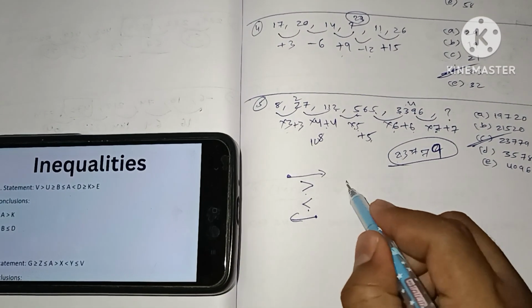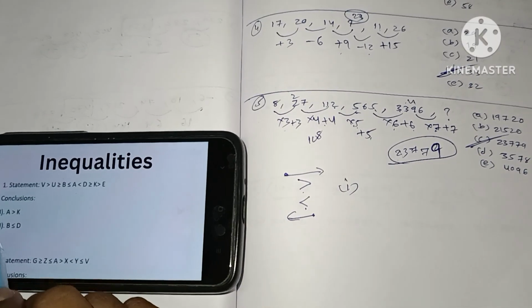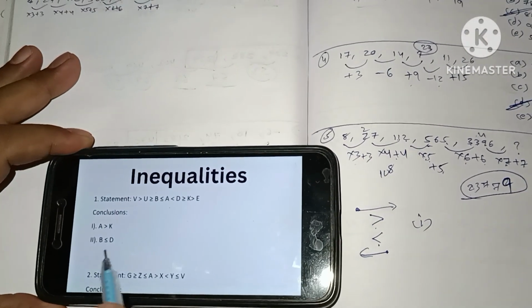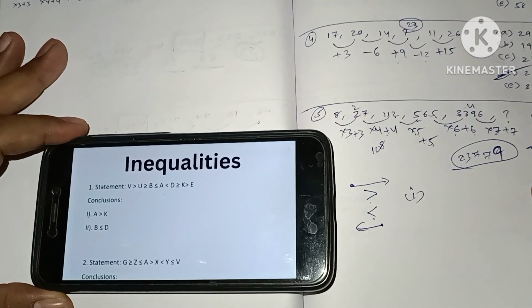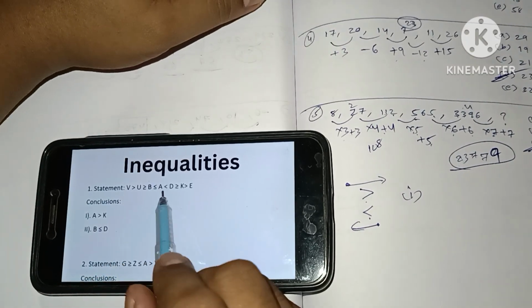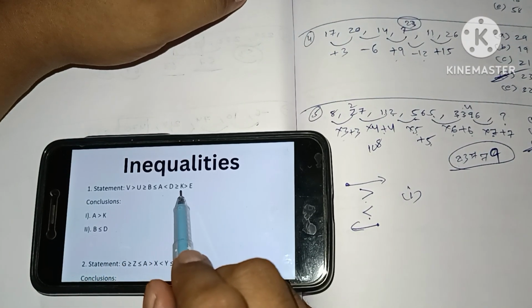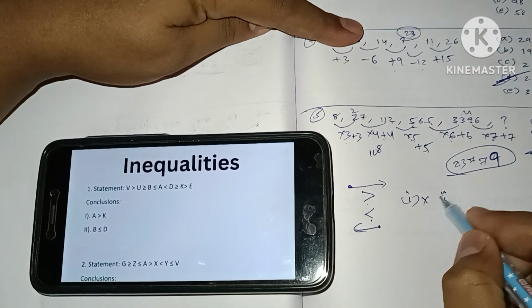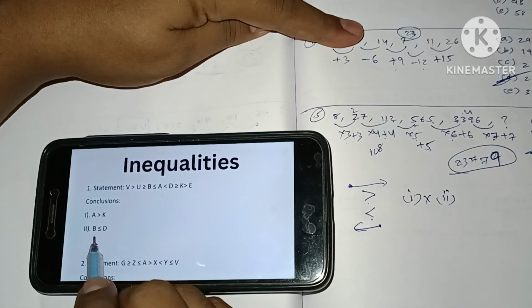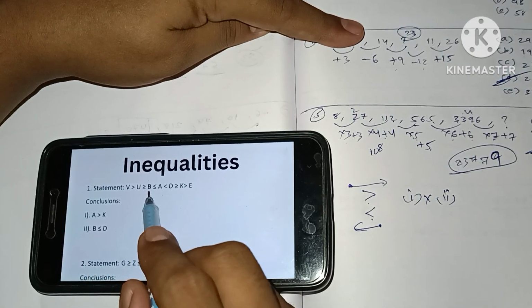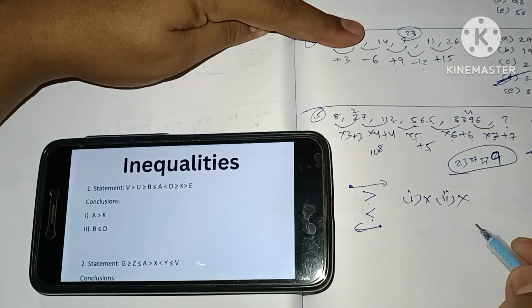Let's see with the conclusions. First one, the flow from A to K. From A we cannot able to reach to K. First one false. Second one, D to B with everywhere equals to. From D we can reach to B but not equal to here, so false.